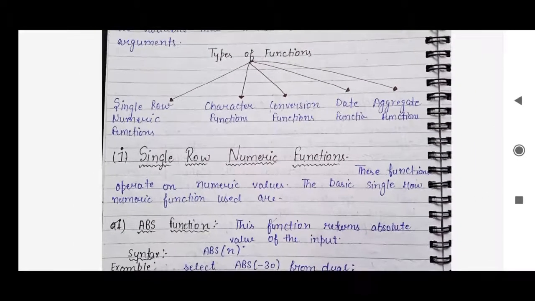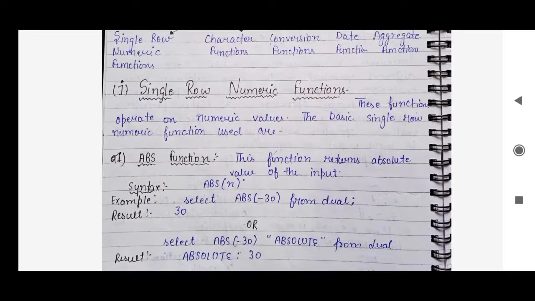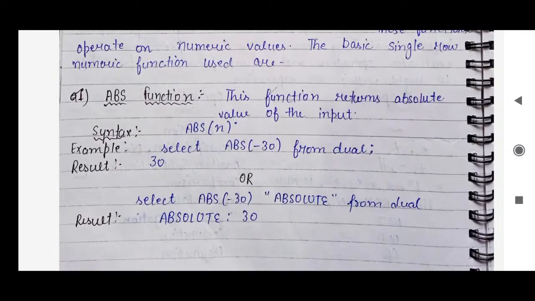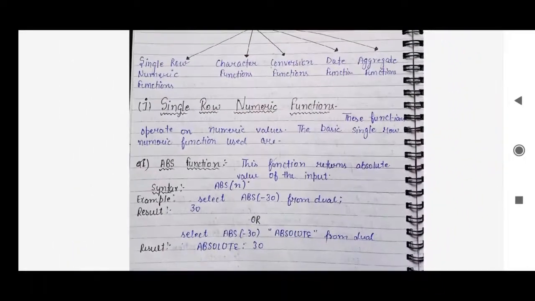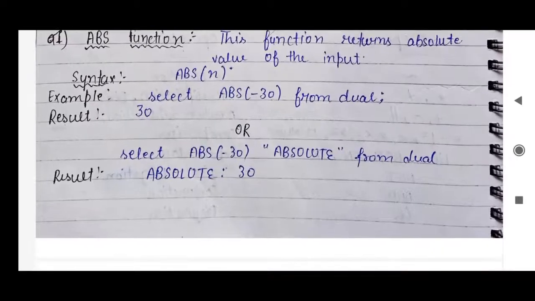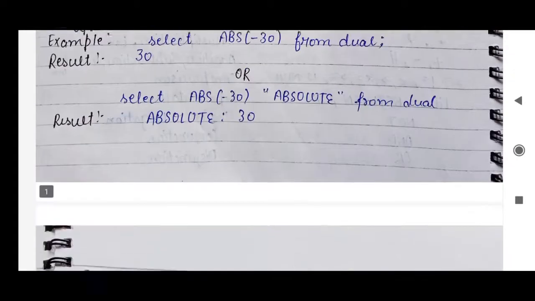Basically, single row numeric functions are concerned with numeric values. They operate on numeric values. The very first one over here is the abs function. It is pronounced like abs. What does this abs function do? It is used to find the absolute value of a number. For example, we have given minus 30. The abs function will provide the absolute value of minus 30, that is 30. So this is the use of the abs function.